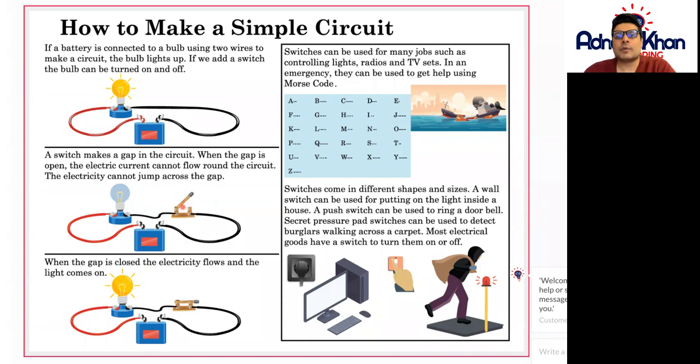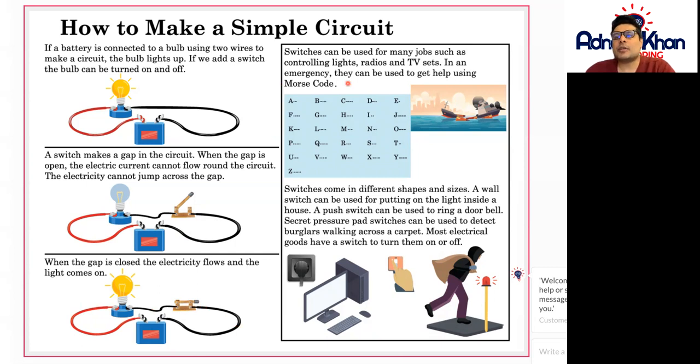All right. So when the gap is open, the electric current cannot flow between these wires. So this gap needs to be closed for the electric current to flow through these wires. So when the gap is closed, the electricity flows and the light comes on. So you can see the light glowing there. And the gap is closed. Can you see that switch now? This switch is closed and the previous switch was open, which means that the electric current can now flow right the way through the wires.